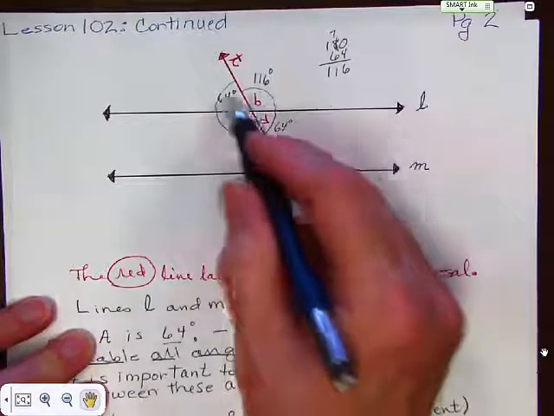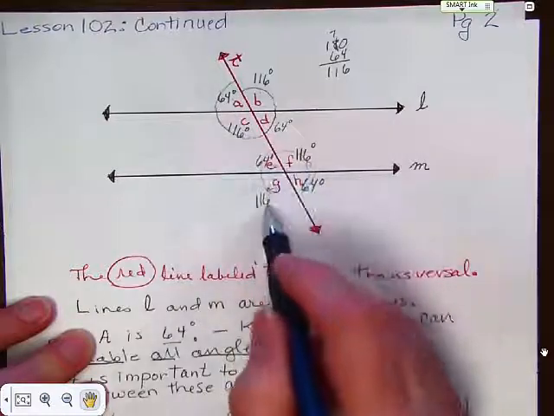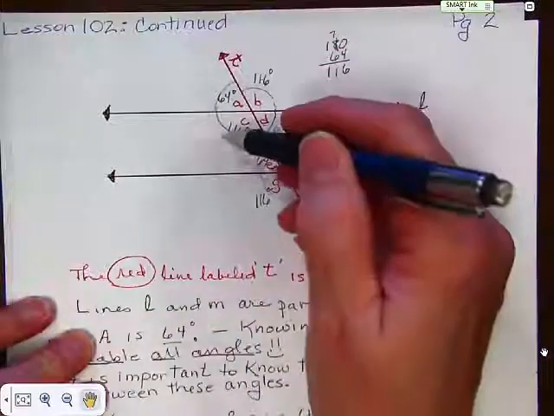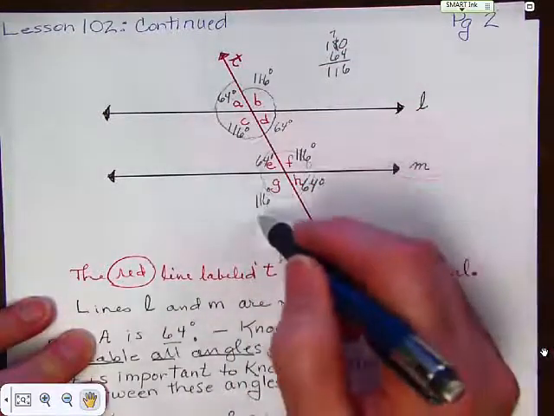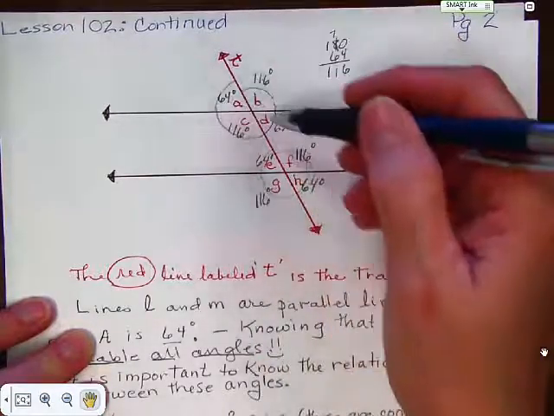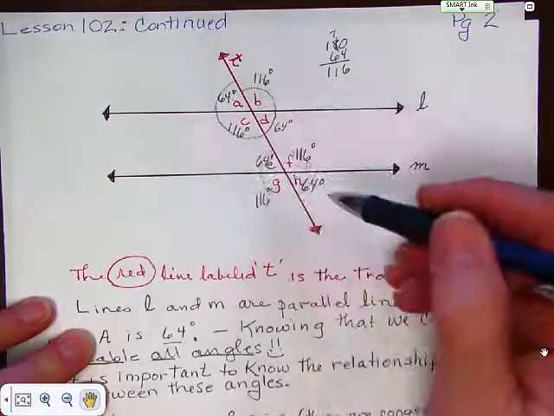These are vertical, vertical. These are obtuse, obtuse. These are acute, acute, acute, and acute.